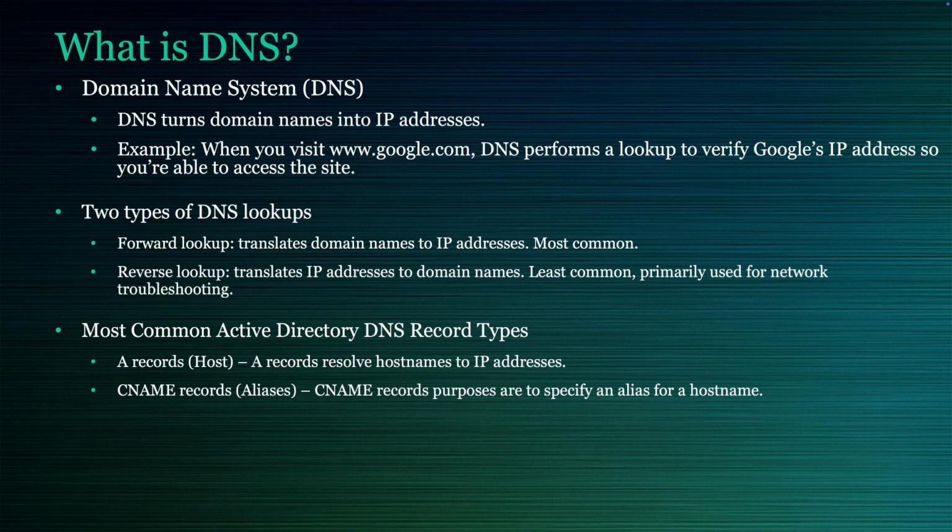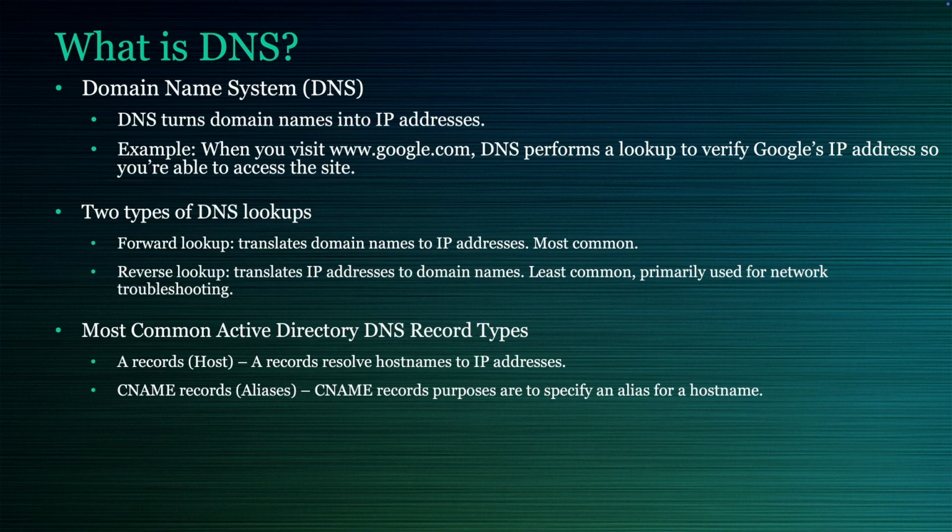So there's going to be two types of DNS lookups. You're going to have your forward lookup, which simply translates domain names to IP addresses. This is going to be the most common. Reverse lookups, these translate IP addresses to domain names. They're going to be much less common, and they're primarily used for network troubleshooting.